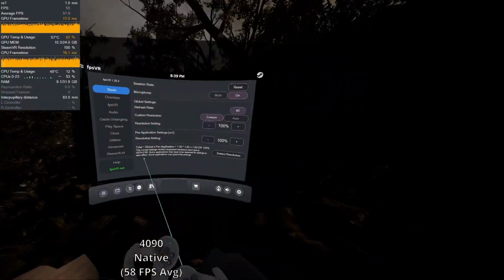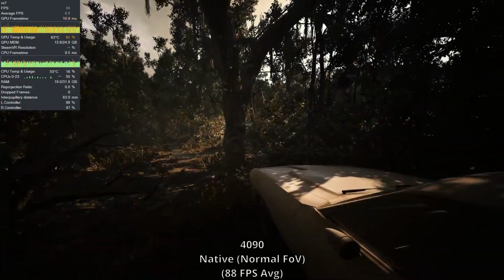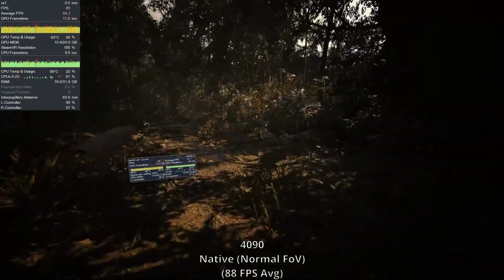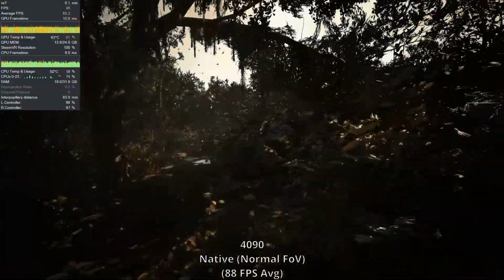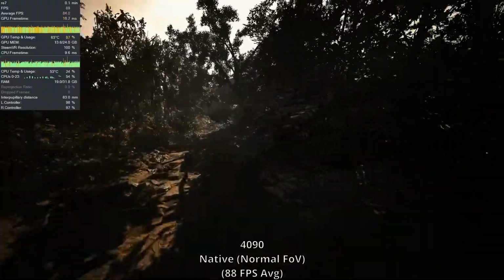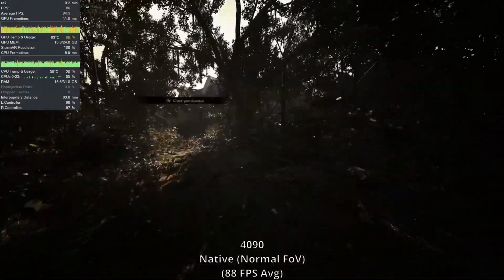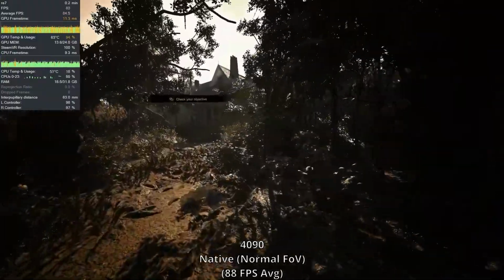Actually, let's test that right now. Yeah, this is kind of just silly to look at. I mean, it's managing over 80 FPS at native now. I don't even need FSR. Look at how it's holding up pretty damn well through everything.